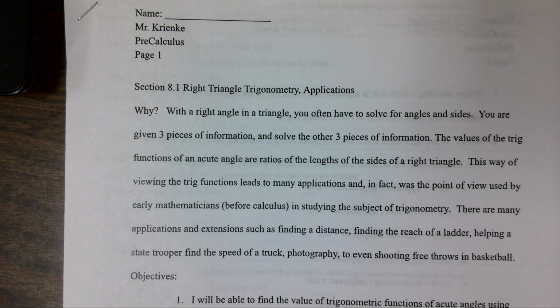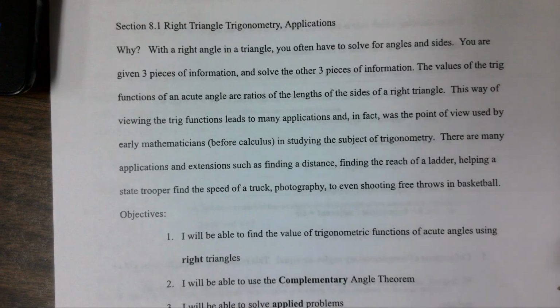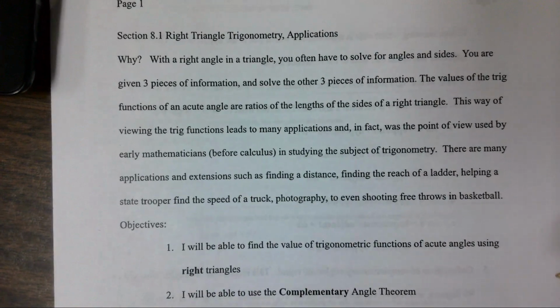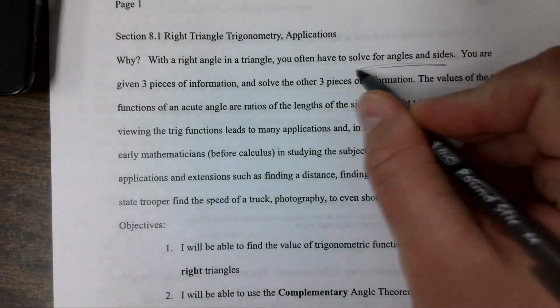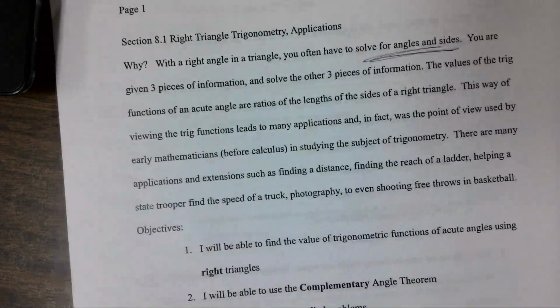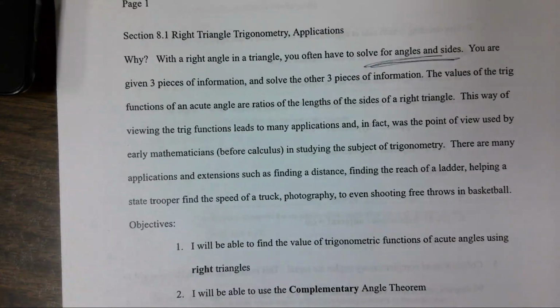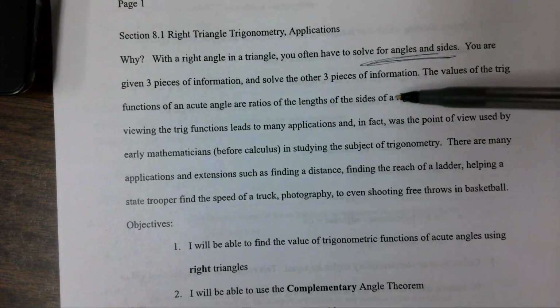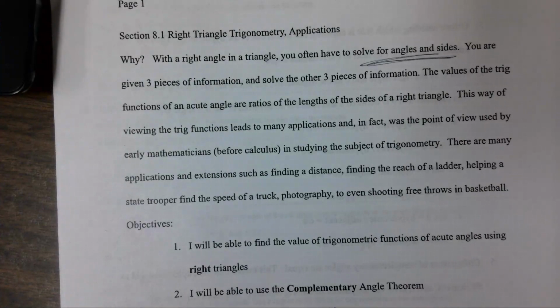Right triangle trigonometry. So basically, I call this the one where you have to solve for every angle and every side. With a right angle in a triangle, you have to solve for angles and sides. You're given 3 pieces of information and have to solve the other 3.